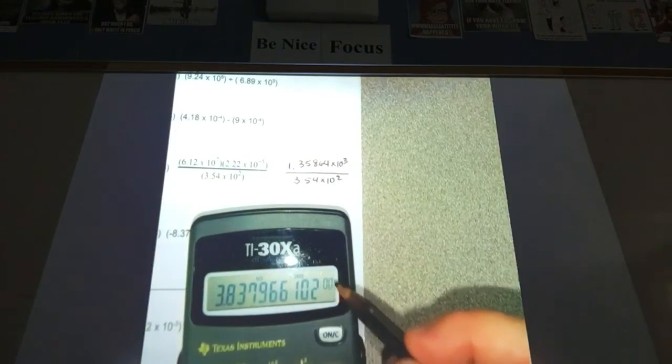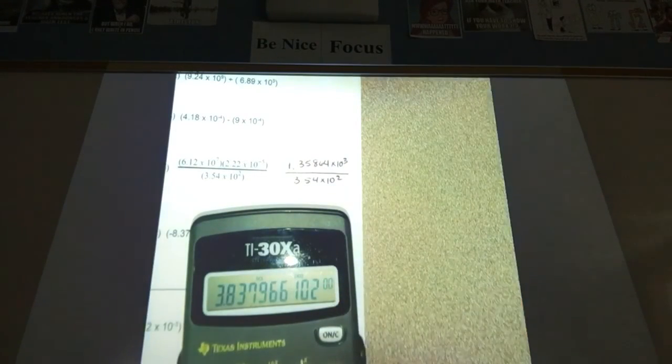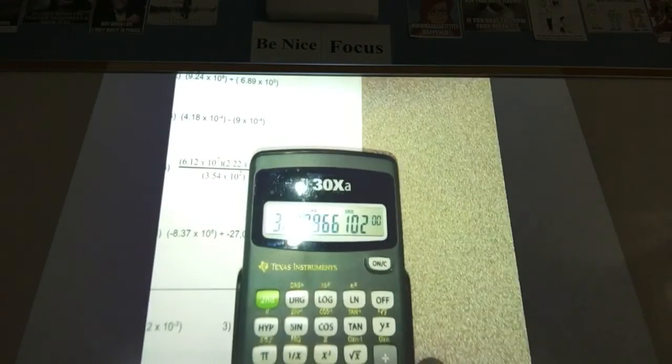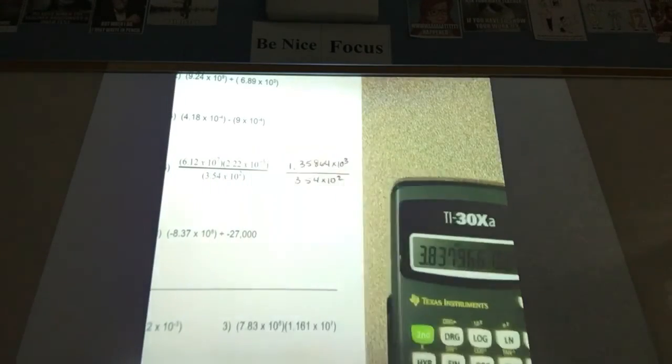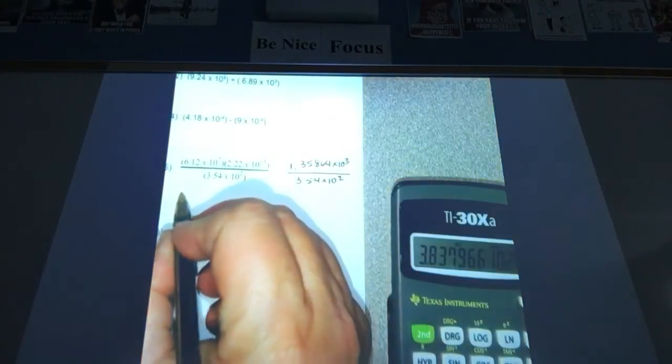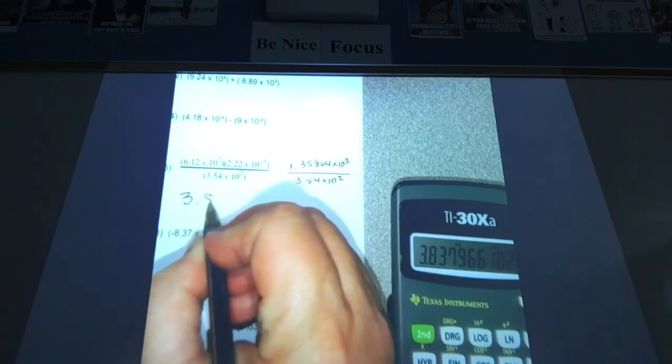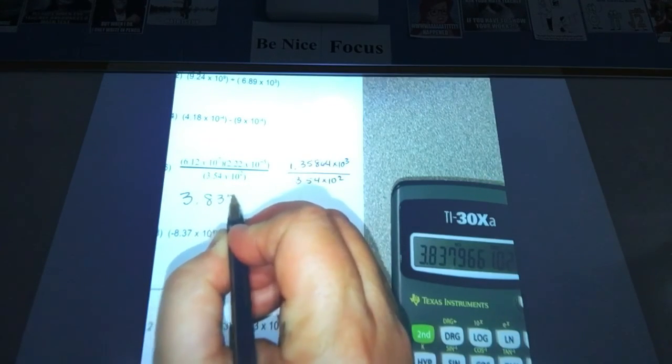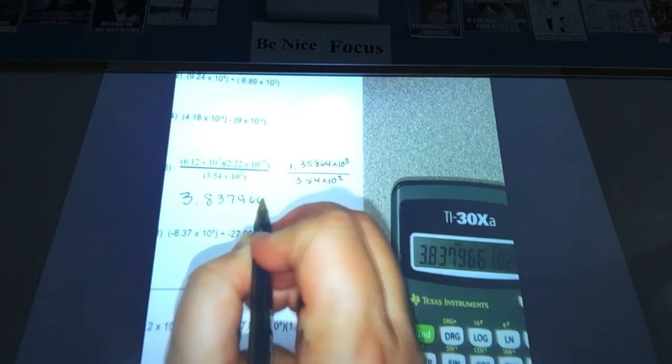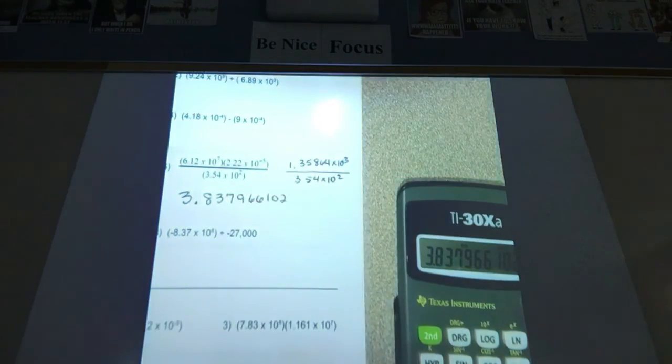Look at the exponent. The exponent would be 10 to the 0 power. 10 to the 0 power would just be 1. So on this one, again, I'm not going to write it in scientific notation. So if you end up with 0 as your exponent, you don't have to put it in scientific notation.